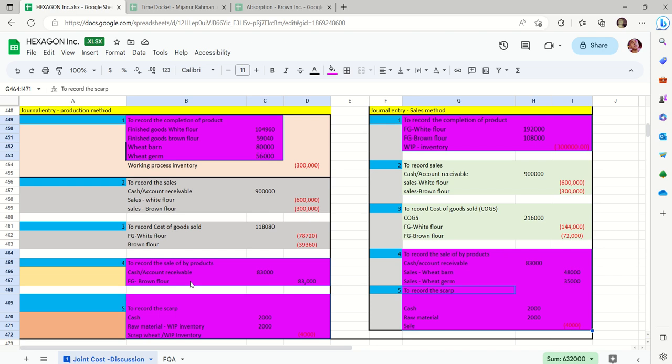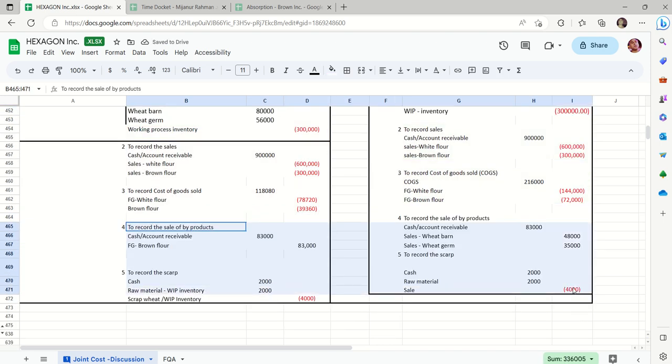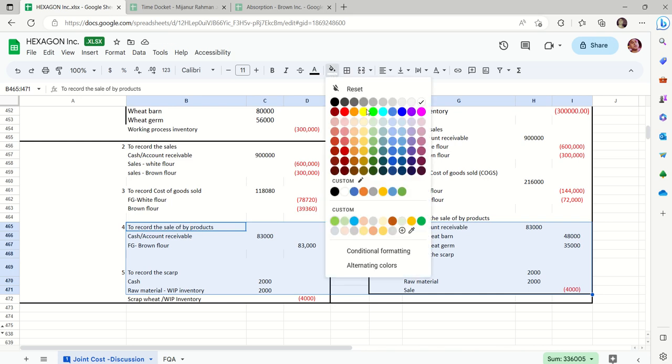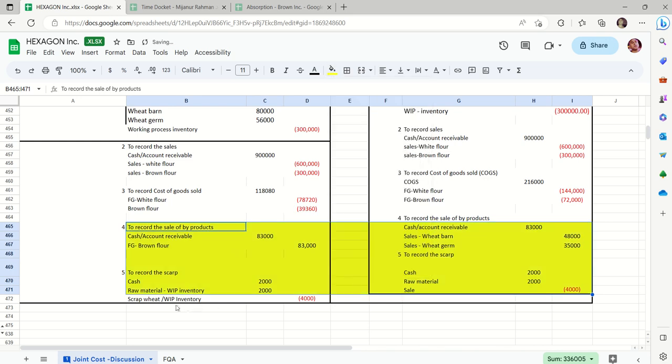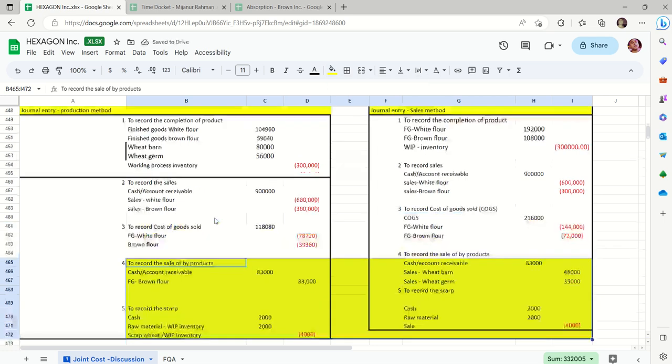The two methods that we discussed, the fundamental difference arises in recognition or allocating costs with respect to main products and byproducts in step 1, and the recognition of sales of the byproduct. This highlighted in yellow deals with the sale of byproducts and scrap.